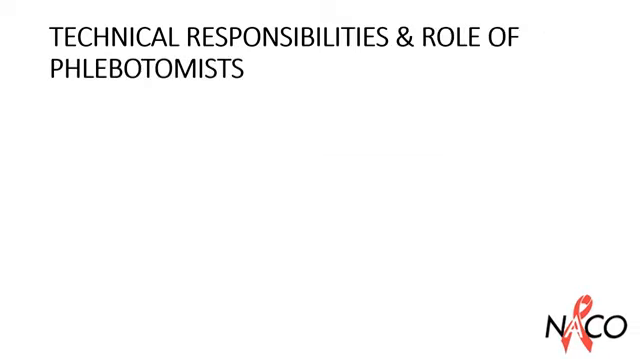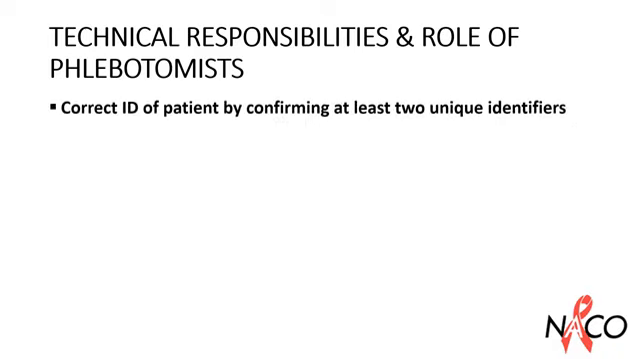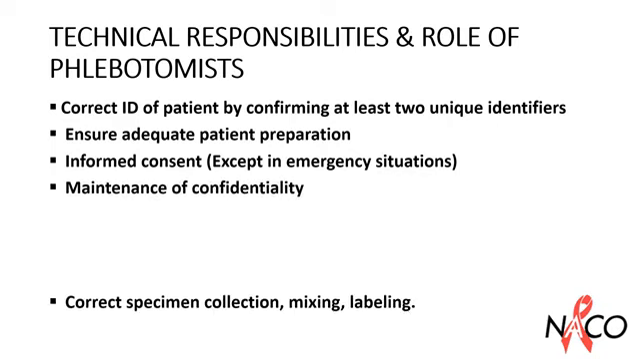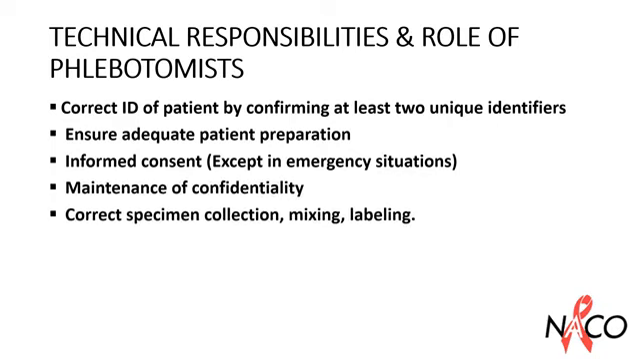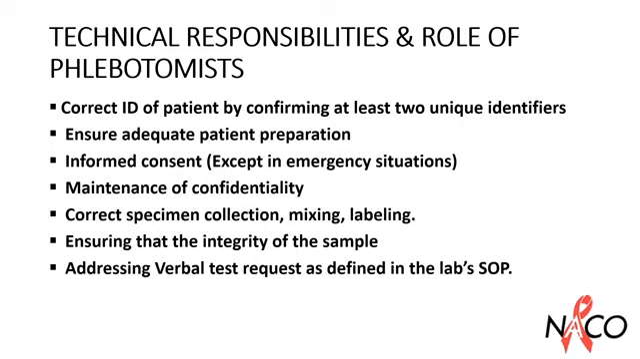Technical responsibilities and role of phlebotomists. They should ensure correct ID of patient by confirming at least two unique identifiers, ensure adequate patient preparation, informed consent except in emergency situations, maintenance of confidentiality, correct specimen collection, mixing, and labeling, ensure that the integrity of the sample is maintained, and finally, addressing verbal test requests as defined in the lab's SOP.